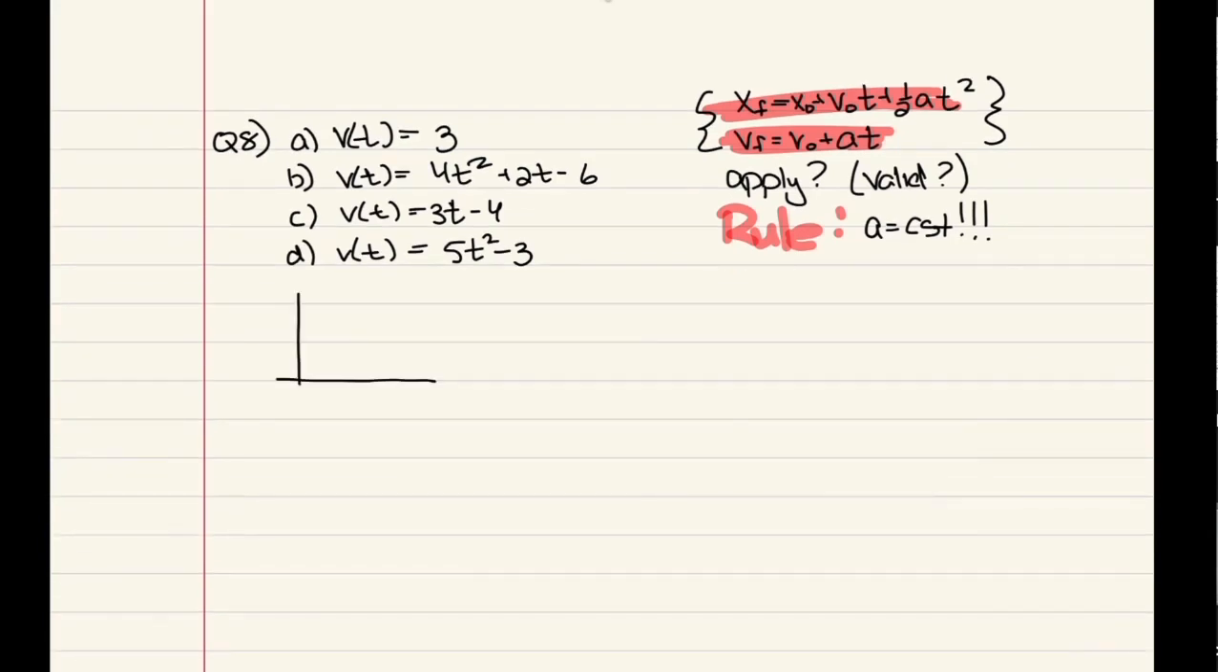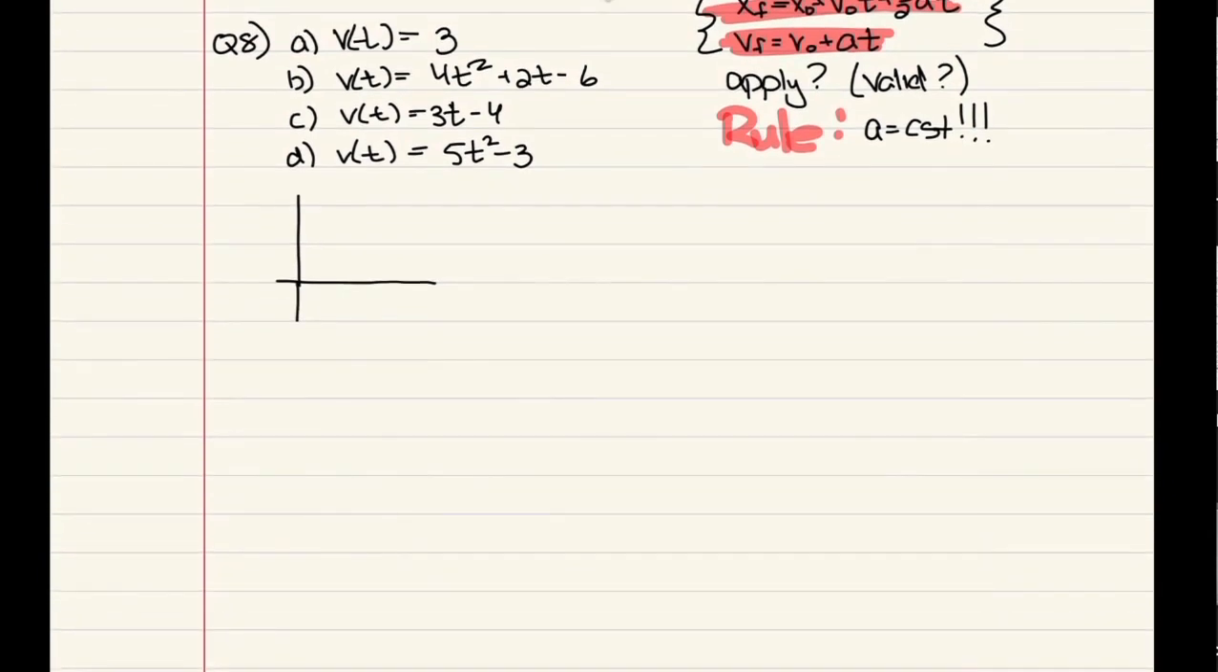So looking at A, and I'll do these all kind of roughly the same plot. Looking at A, v equals 3, so that might look something like this. B, the highest thing is t squared, so that's a parabola. The thing in front of the t squared is positive, so that's going to look something like this. C, that is the equation for a straight line. That is going to look something like this, maybe. And then D is also a parabola, so that might look something like this, maybe.